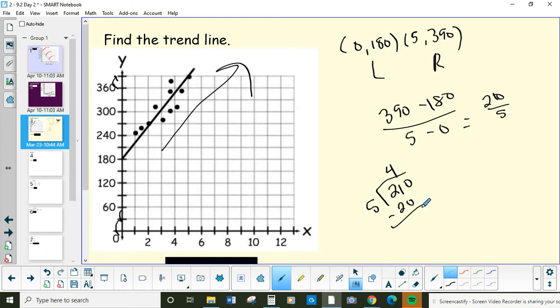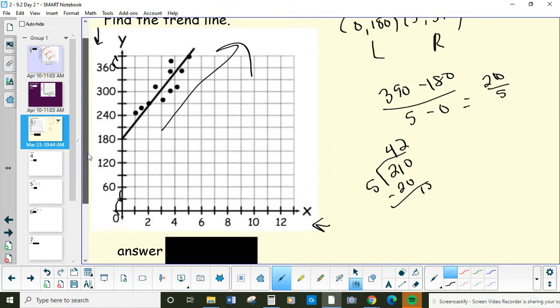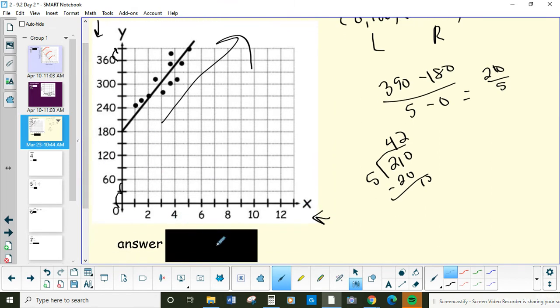Plug that in there. And it looks like we get a slope of about 42. Now I'm saying about 42, right? Because this is a trend line. Not all the points lie perfectly on there. So what does a 42 mean? Well, we don't have any units of measure over here or here. So it's just regular old abstract concept of 42, of rising, of changing 42 as you run 1.